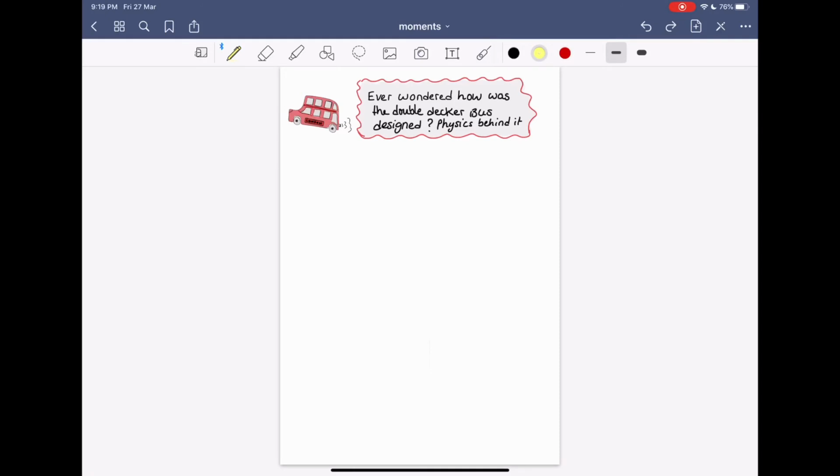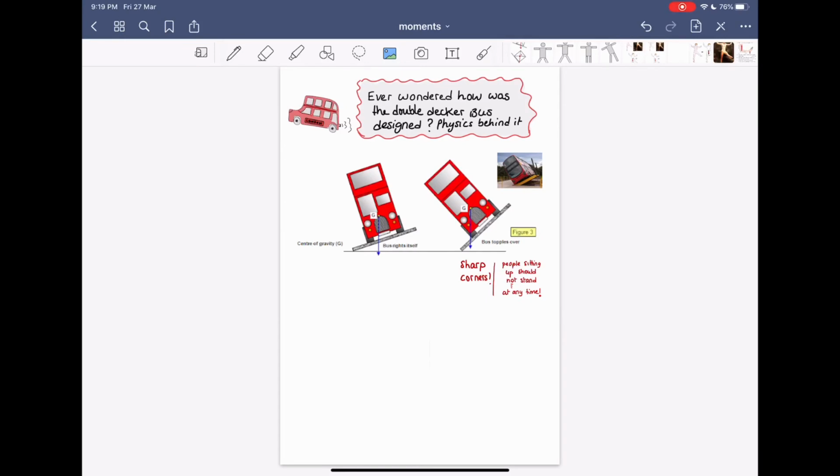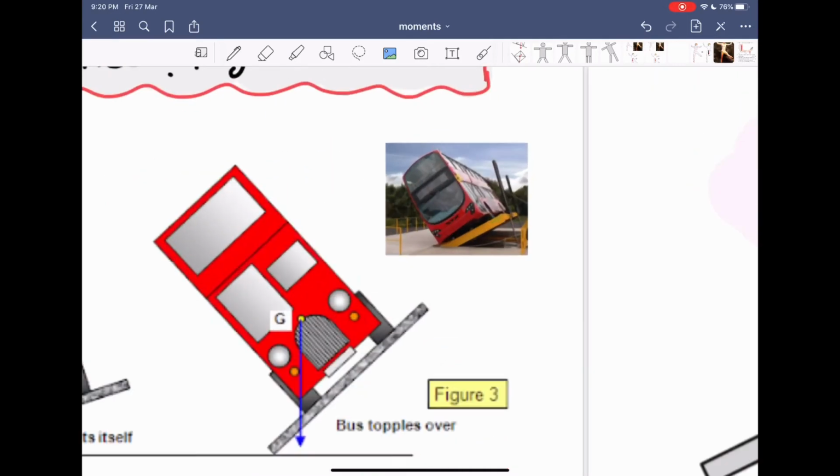Now, did you ever wonder how the double-decker bus was designed and what's the physics behind it? In fact, double-decker buses undergo many tests to ensure safety and stability on the road. One of the tests is the tilting test. This is to make sure that the bus, when driving at a high speed and going to a roundabout or a very sharp turn, won't tilt over or topple. This picture shows the real test.